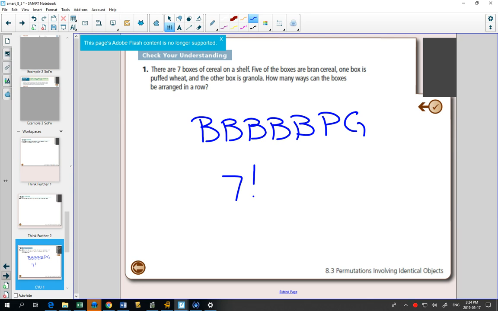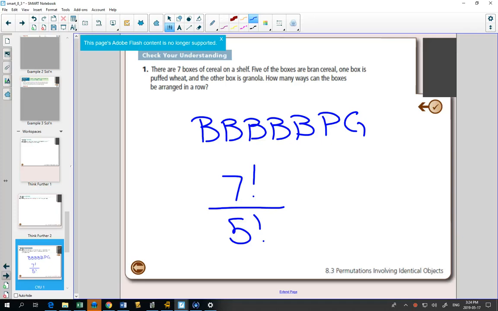But for some reason, someone in your family found bran cereal on sale and decided to buy 5 boxes 5 years ago, only to find out nobody eats bran cereal in your house. So for the number of ways you can arrange those on the shelf, you would have to divide by the identical objects, which is 5 factorial.